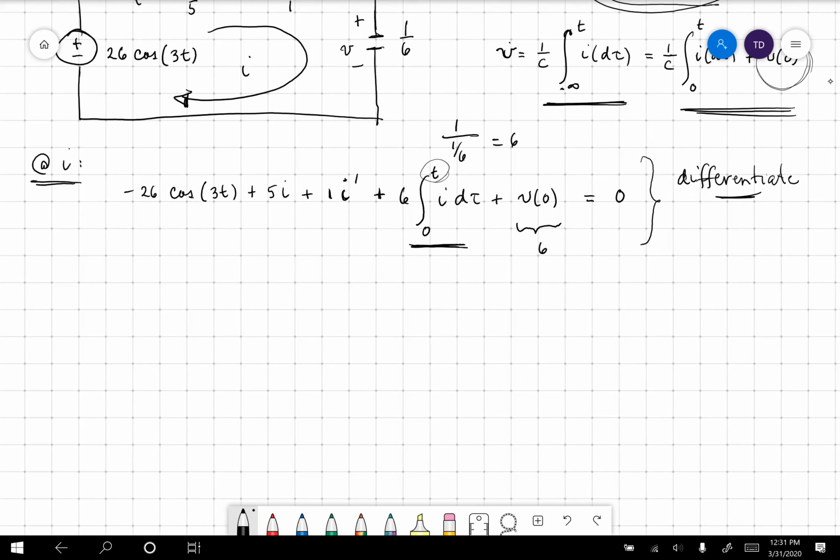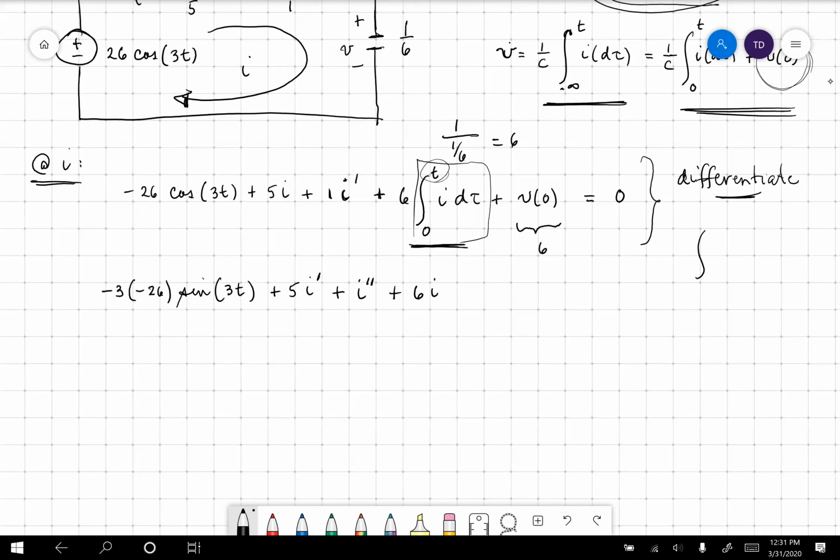So here we go. The derivative of the first term. The 3 is going to come out front. I'll leave it out front. Negative 3 times negative 26 times the sine of 3t plus 5i prime. Derivative of I is I prime. Plus 1 times I prime and derivative I double prime. I'll leave the 1 off of there. Plus that 6 stays there. The derivative of all the rest of that is just I.